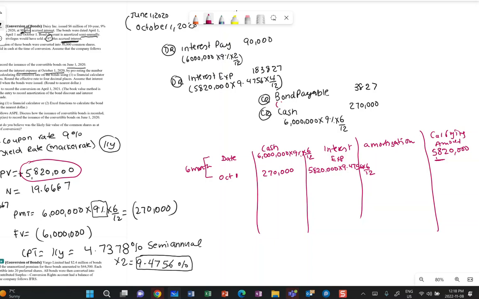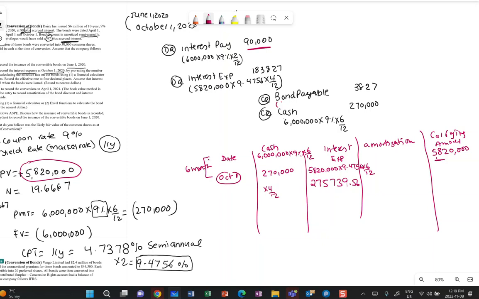So 5,820,000 multiplied by the 9.4756%. The number I have is 275,739.56. This is my 6 months interest, but we didn't have the bond for 6 months. We only had it for 4 months. We're making a 6 months payment, but some is accrued interest, which has already been calculated.